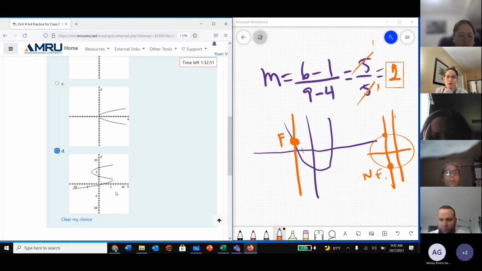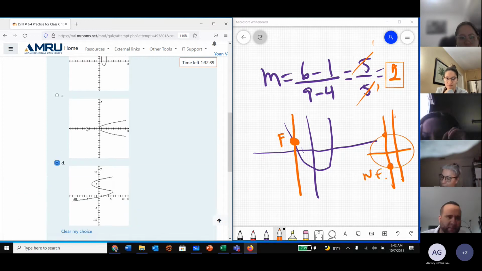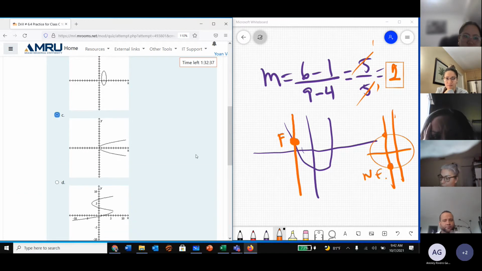Oh, I'm sorry, Professor. I have a different order. So, look at my D. No, it's not a function. Number C is a function? Yes. How is it a function? It has multiple points, so I don't think it's going to be a function. No, it's not a function.